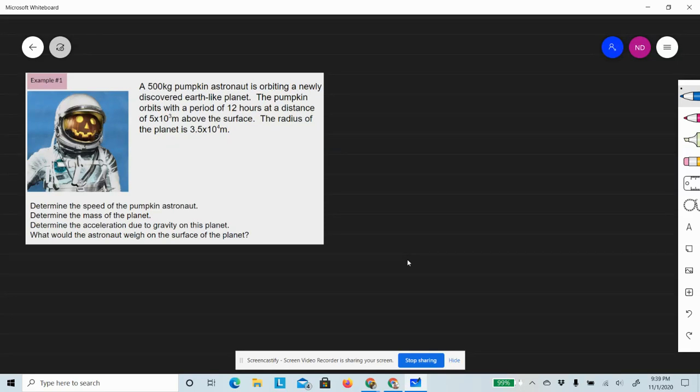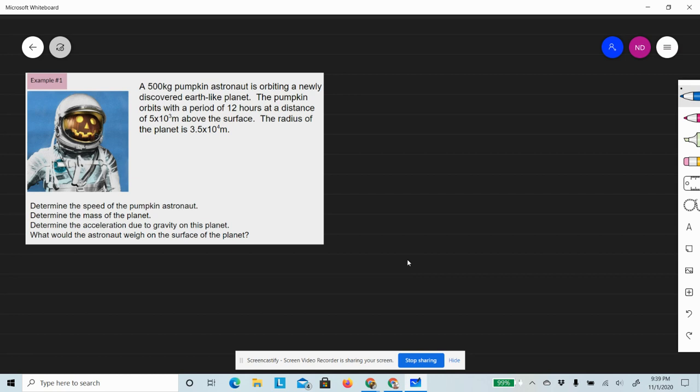All right, guys, here we go. Example problem number 1, circular motion. The thing here is you have to remember that centripetal forces are going to be some other kind of force.